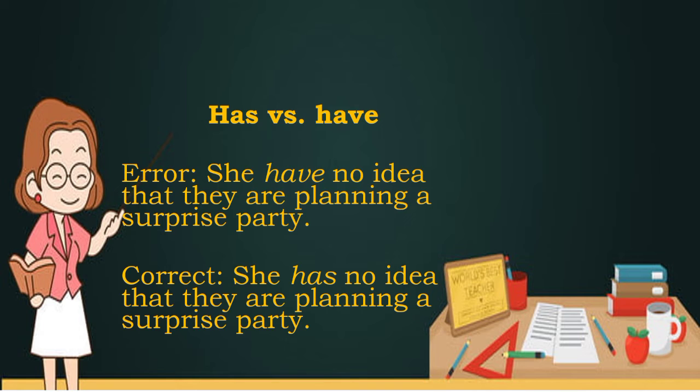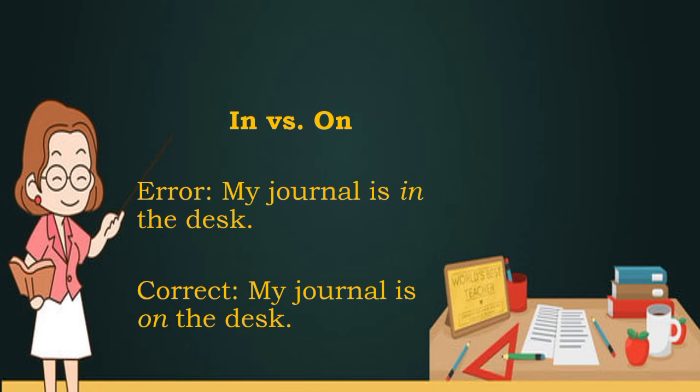So for example, she have no idea that they are planning a surprise party. So before, I thought this sentence is correct, but later on I realized that it is incorrect because the subject "she" here is singular, so I must use "has." So the correct construction of the sentence is supposed to be, she has no idea that they are planning a surprise party. For another grammatical error, we have "in" versus "on."